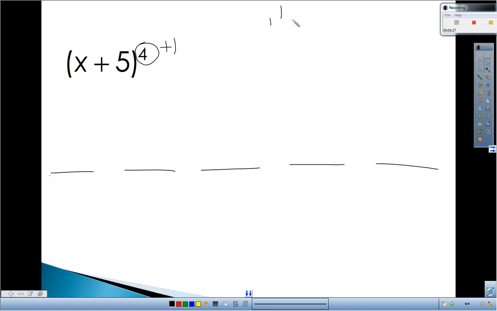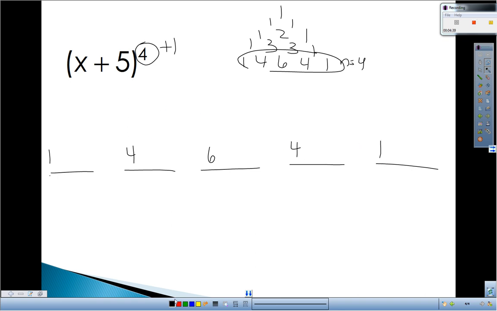I'm going to look at Pascal's triangle again, and then I'm going to look at my row 4, which is these sets of numbers right there. So that'll be 1, 4, 6, 4, 1. I'm going to take my second term, which is 5, and I'm going to go up in power. So that'll be 5 to the 0, 5 to the 1st, 5 to the 2nd, 5 to the 3rd, and 5 to the 4th.